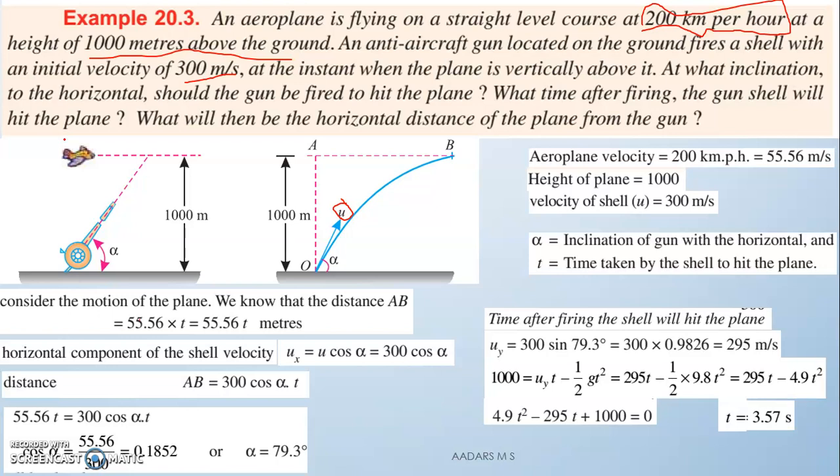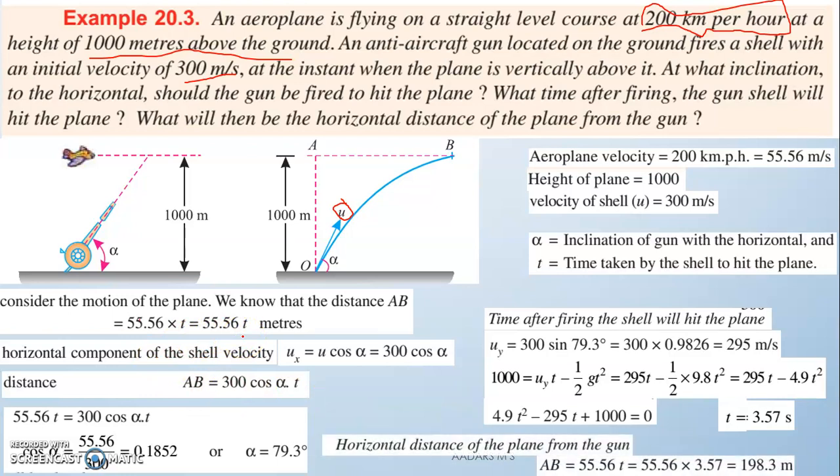The next thing we have to calculate is the horizontal distance of the plane from the gun, that is, the distance AB. We have already written two equations for AB: 300 cos alpha into t, or 55.56 into t. Substituting in either equation, we get the value of the horizontal distance as 198.3 meter.